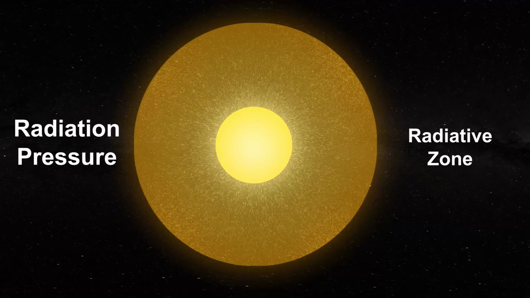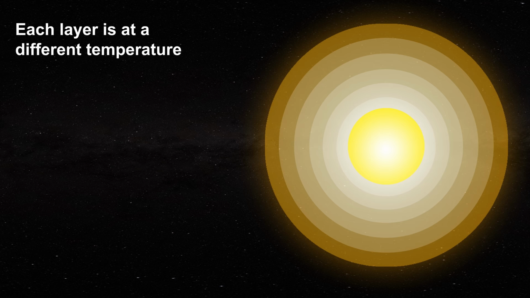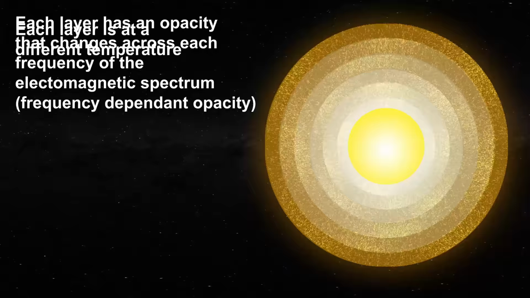If those terms are unfamiliar to you, I'll point you one last time to our video on the standard solar model. Mathematically, the standard model resembles an onion, where each layer of the radiative zone is at a single temperature, which differs from that of the other layers. The standard model also insists that each layer has a different ability to absorb, reflect, or scatter photons at each frequency. This is known as frequency-dependent opacity.